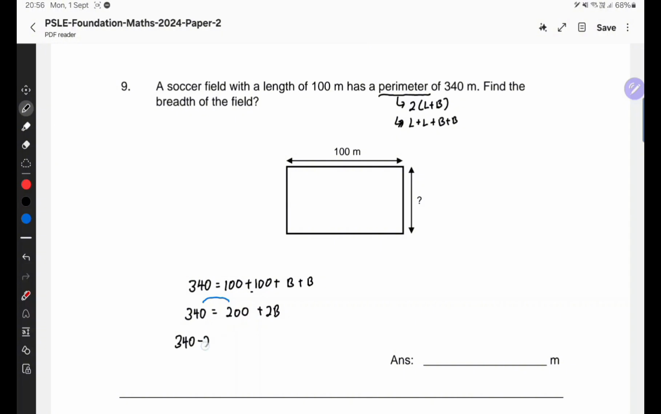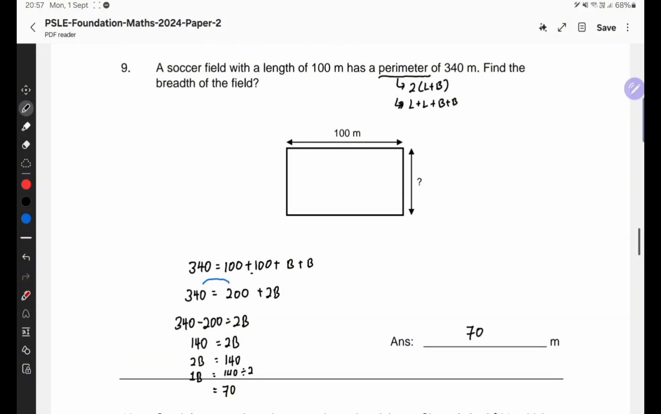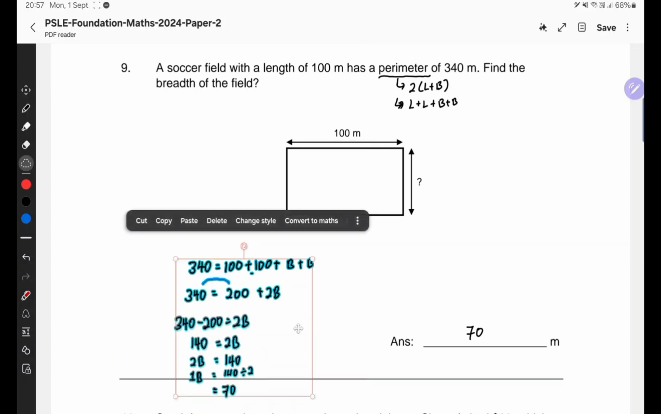Okay, so it becomes 340 minus away this 200 equal to 2B. 340 minus 200 is 140, equal to 2B. Just let me swap it around so that my subject will be on the left side. So 2B is equal to 140. 1B will be equal to 140 divided by 2, which will give me 70. And this is my answer to question 9. Just let me shift this equation up a bit.